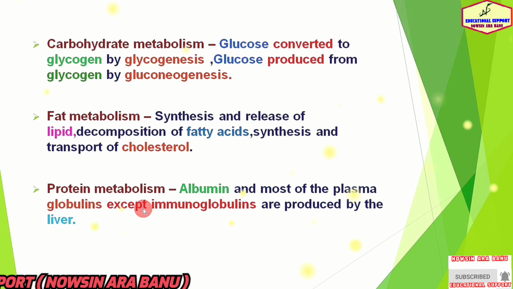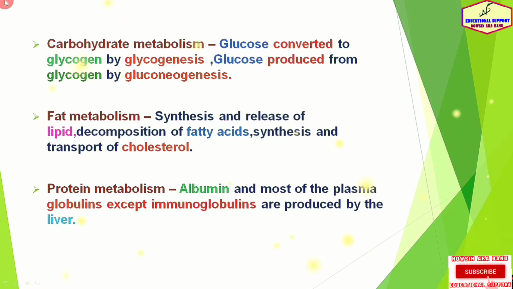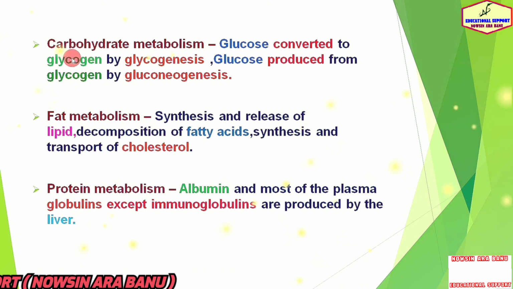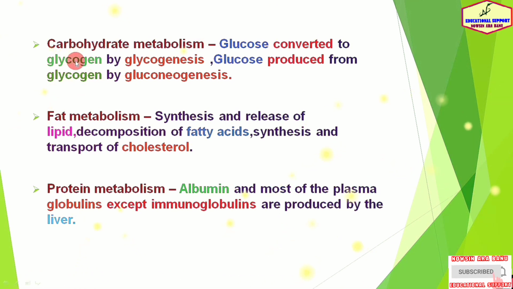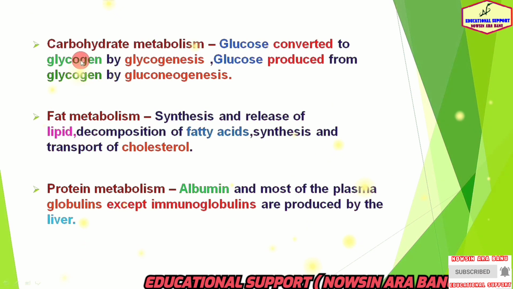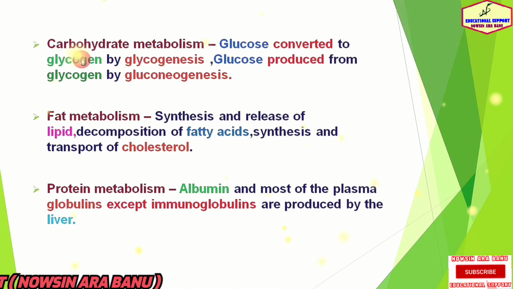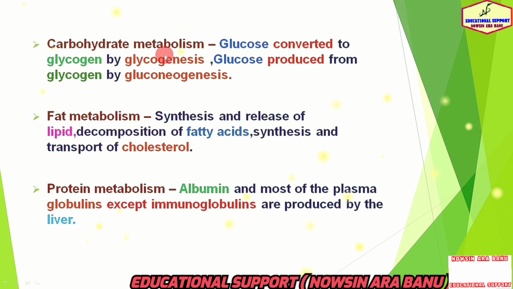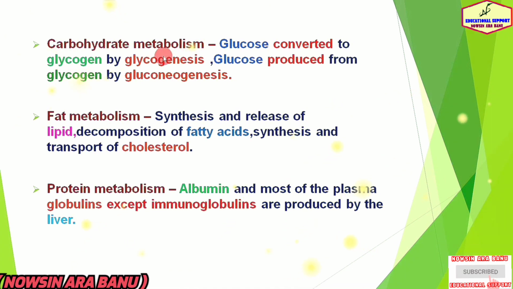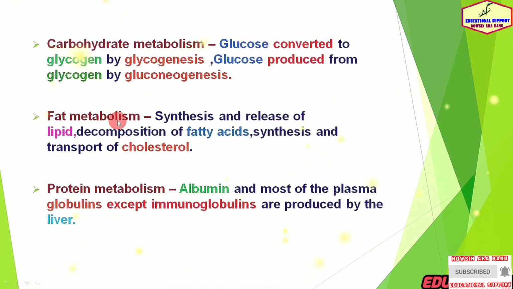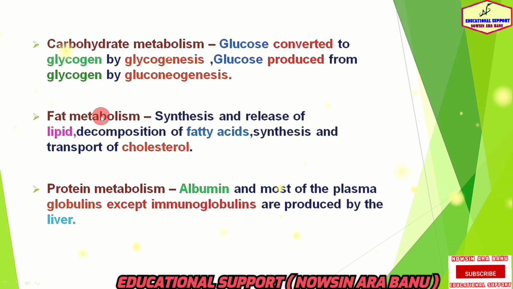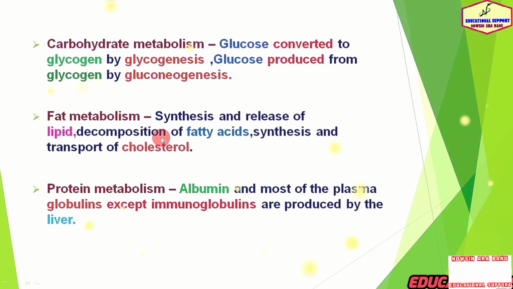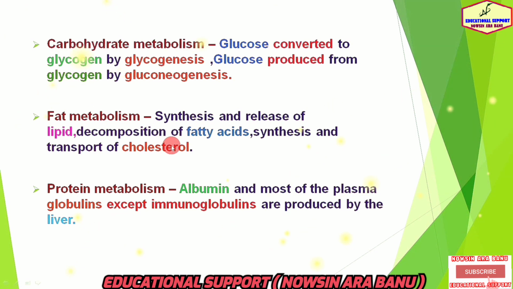Next is carbohydrate metabolism. It involves conversion of glucose to glycogen in the presence of insulin, and converting liver glycogen back to glucose in the presence of glucagon. This change is important because it regulates the blood glucose level. Fat metabolism: the liver converts fat to a form in which it can be used by the tissues to provide energy.